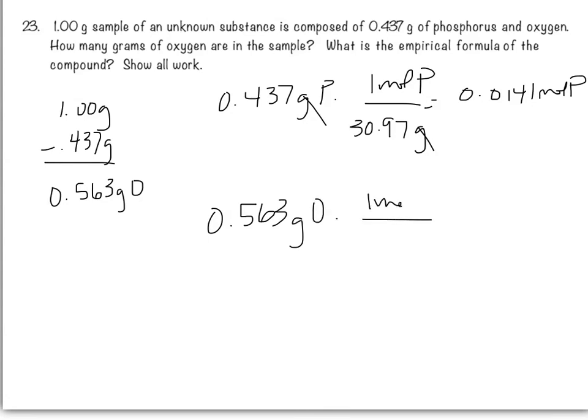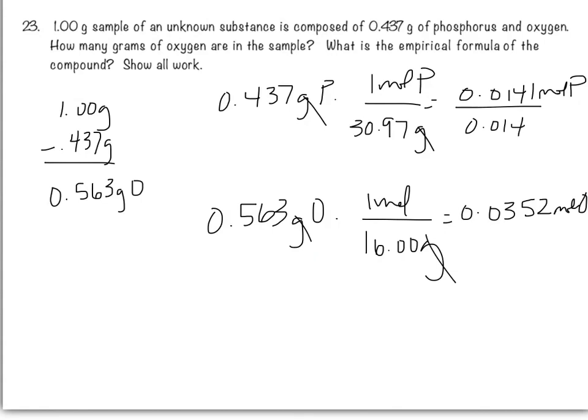Well, for every 1 mole of oxygen, it weighs 16 grams. Grams cancel. 0.563 divided by 16 is going to give me 0.0352 moles of oxygen. And so now that we know the mole ratio, we're going to divide each by the smallest number, which is 0.0141. This one comes out to be 1, and this comes out to be 2.5.